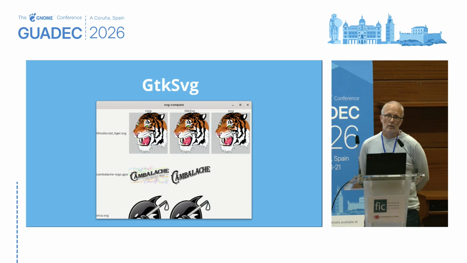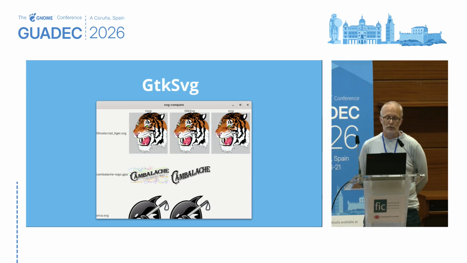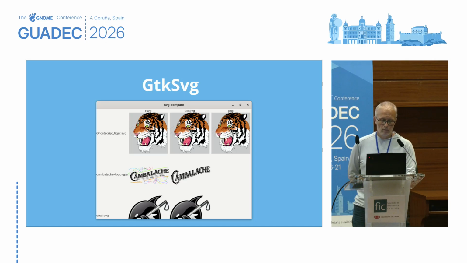So once I started looking at various SVG test suites to see how my code is doing, I quickly decided to write a small tool that I called SVG Compare, which turned out to be very useful. It's just doing side-by-side rendering. It gives you the libRSVG rendering on the left and GTK SVG rendering in the middle, and if you have a reference PNG, it'll show that as well. And I can just point this tool at a directory full of test SVGs and scroll through and quickly see if there's any rendering differences or misrenderings that I need to fix. So that was very useful when working with test suites.